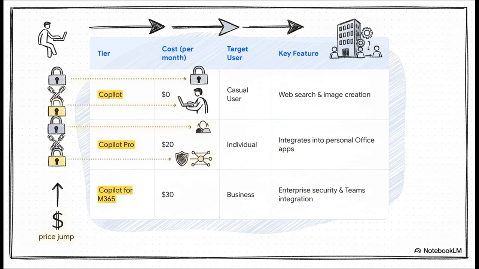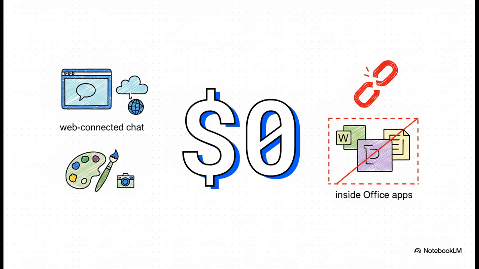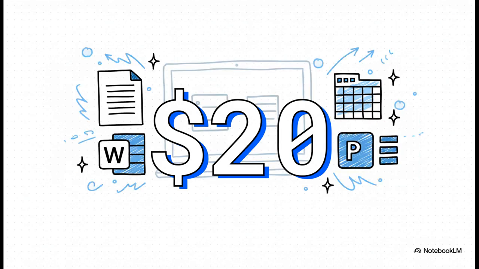First up, you've got the free version, and don't get me wrong, it's pretty powerful. You get web-connected chat, you can create images. It's a lot like what used to be called Bing Chat. But here's the catch. It doesn't live inside your Office apps. It's separate. Now, for $20 a month, you get Copilot Pro. And this, for individuals, is where the real magic happens. This is the one that brings all those superpowers we just saw in Word, Excel, PowerPoint directly into your documents.